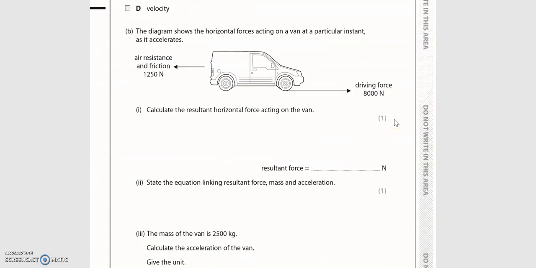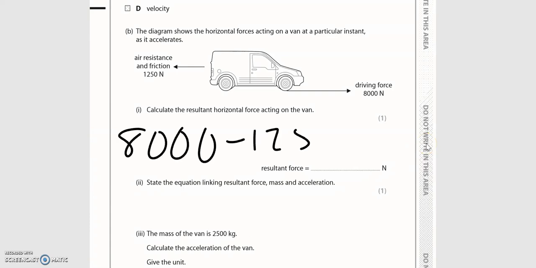Okay, so for part B, the diagram shows the horizontal forces acting on a van. You've got 8,000 newtons forwards, but only 1250 newtons backwards. So the forces are unbalanced. Calculate the resultant horizontal force. So 8,000 forwards minus 1250 backwards gives you 6750 newtons.